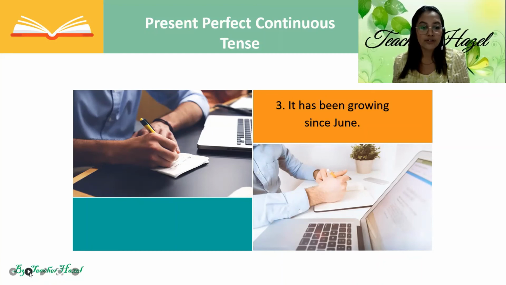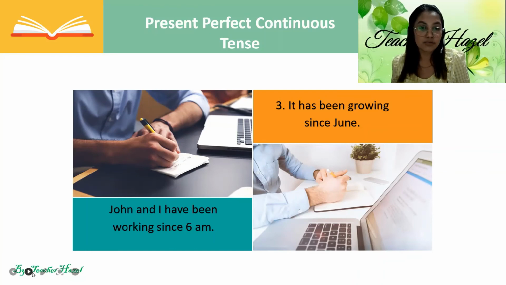And finally, we have John and I have been working since 6 a.m. The subject pronoun for John and I is we. Therefore, we use have. At the end of the sentence, we have since 6 a.m. Remember that with since, we talk about a specific point in time when the action started.